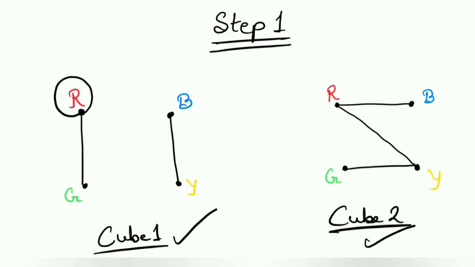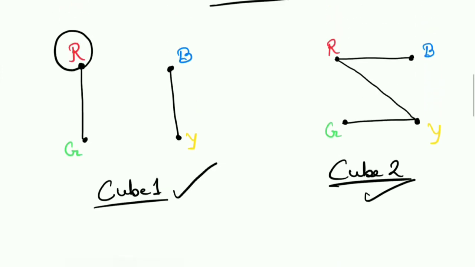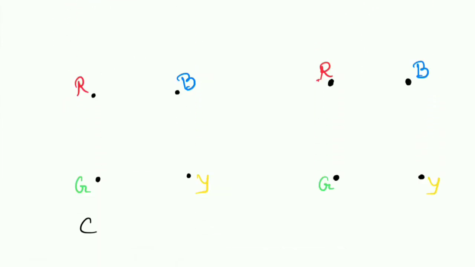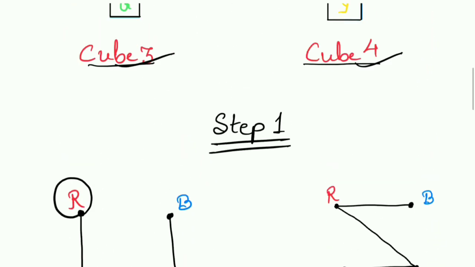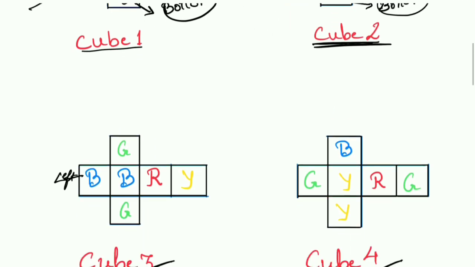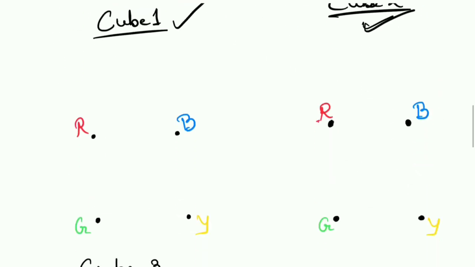Similarly, the same way we will draw graphs for cube 3. Let's see cube 3. What is there in cube 3? In cube 3, the left color is blue, right is red. Red color is on the right. So we will join the vertices blue and red, that is RB.